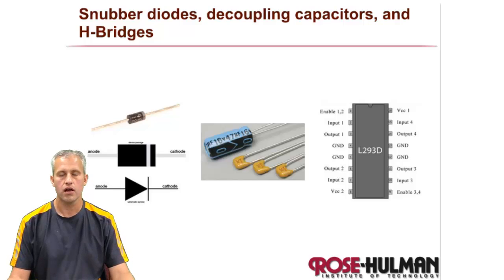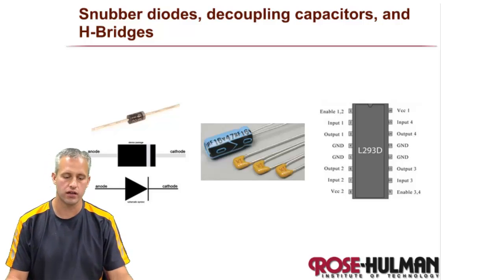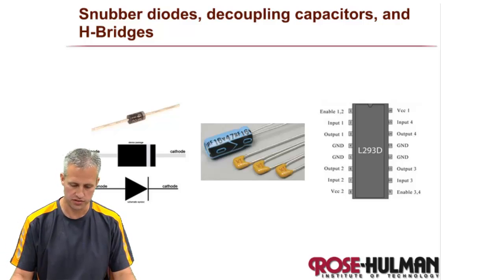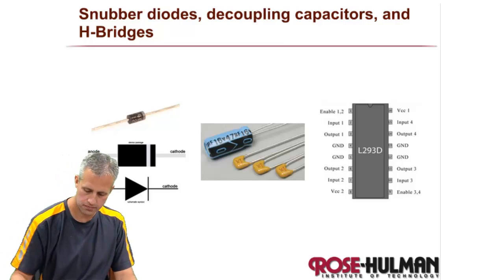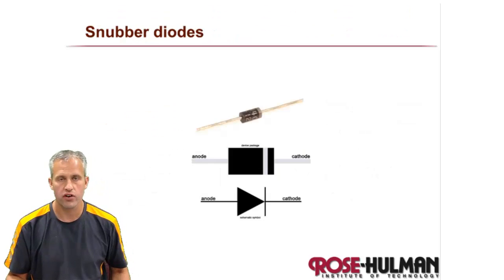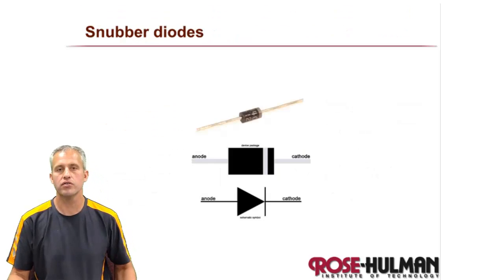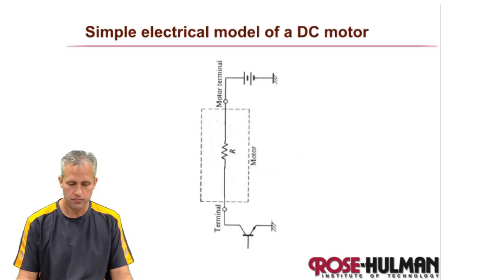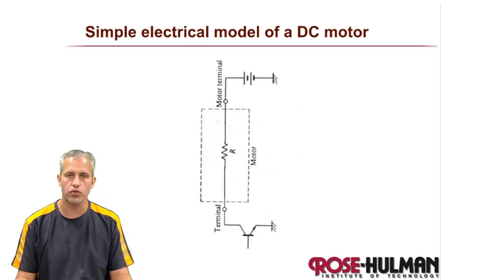Welcome back again. This time what we're going to talk about is snubber diodes, decoupling capacitors, and H-bridges. We're going to start things off talking about snubber diodes: why we need them, what they do, and how we're going to actually use them. So let's start with the why.